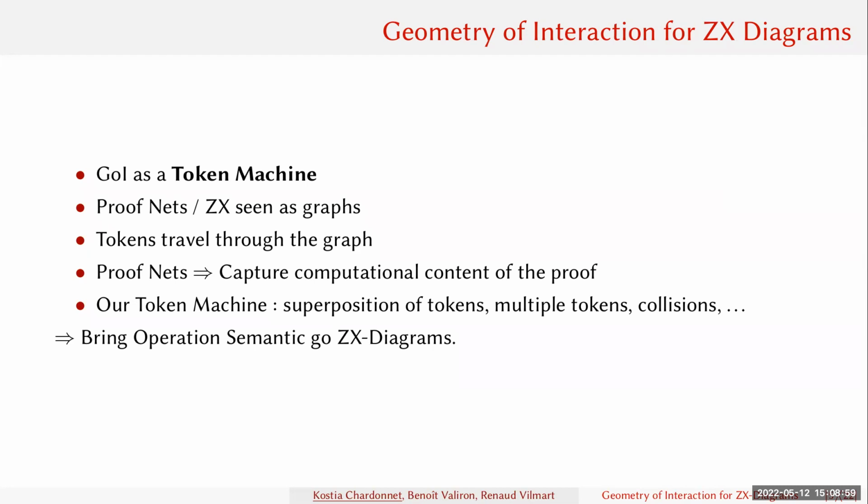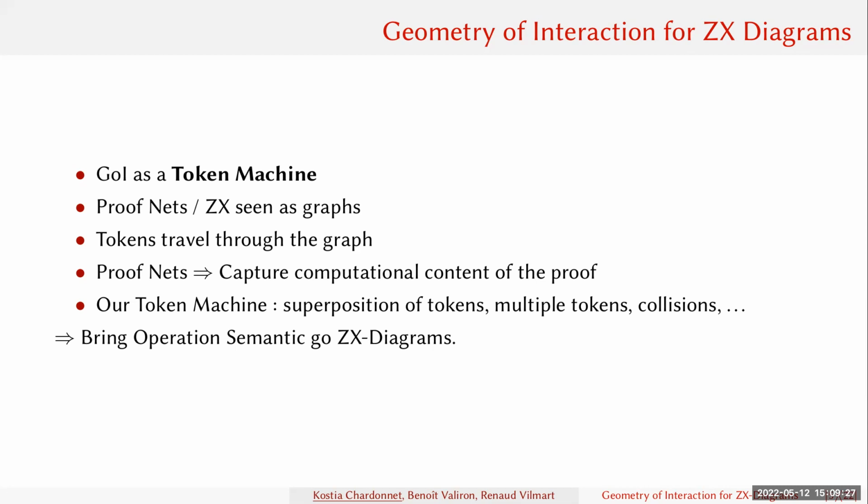In the same way that in a quantum circuit you can say your qubits flow from the left to the right, you can say that there are some kind of tokens. So it's a bit similar in spirit. The tokens travel through the graph and capture some computational content. In linear logic, it's just: what does the proof compute? The idea is to bring some kind of operational semantics to the ZX diagram.